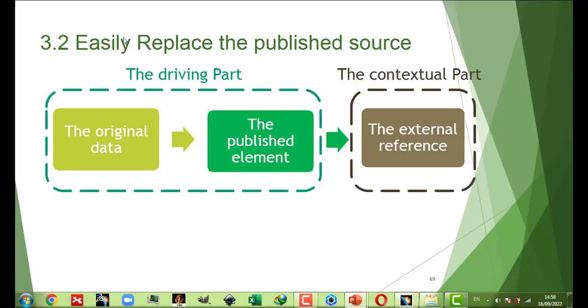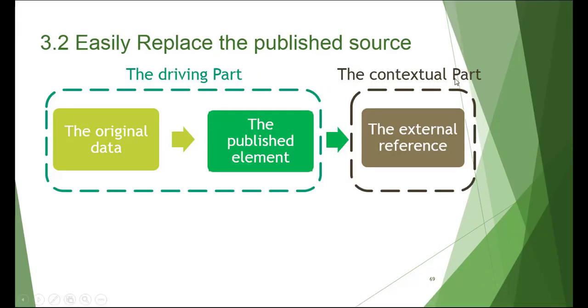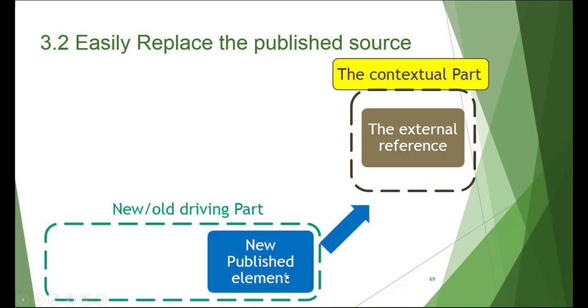Here we have a driving part and a contextual part. Now we want the external reference of the contextual part to be linked to another source, to another published source. So the action will be applied on the contextual part, and we will need a new published element.